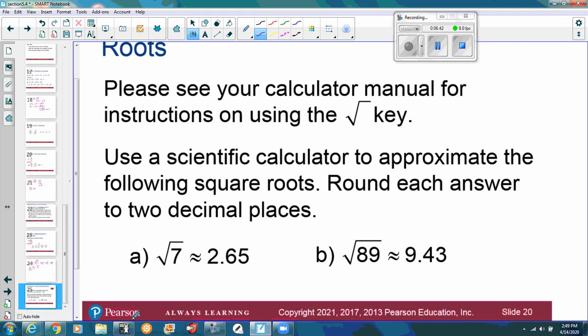Again, I downloaded this calculator onto my computer. I also have it on my phone. So that's the best way to work with something, so that you make sure that you have this radical part.